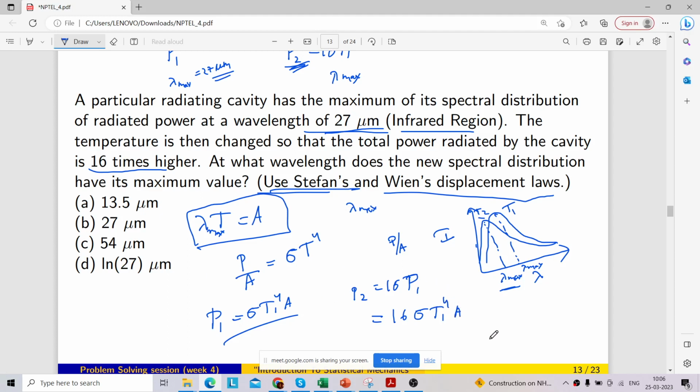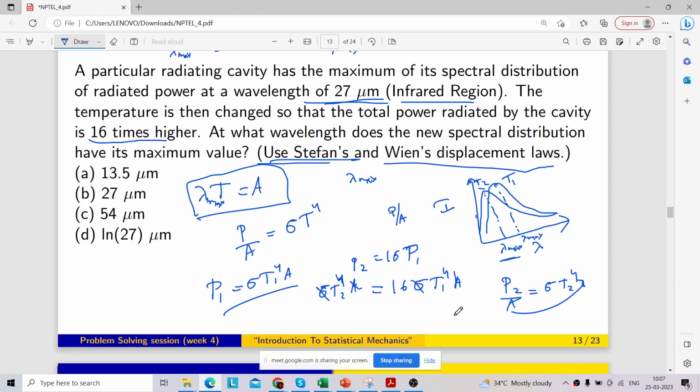So P2 over area is equal to sigma T to the power 4. So P2 also I can write like this, and the area I can multiply here. So P2 will be sigma T2 to the power 4 into a. So we can see from both sides I can cancel sigma, and area also I can cancel.